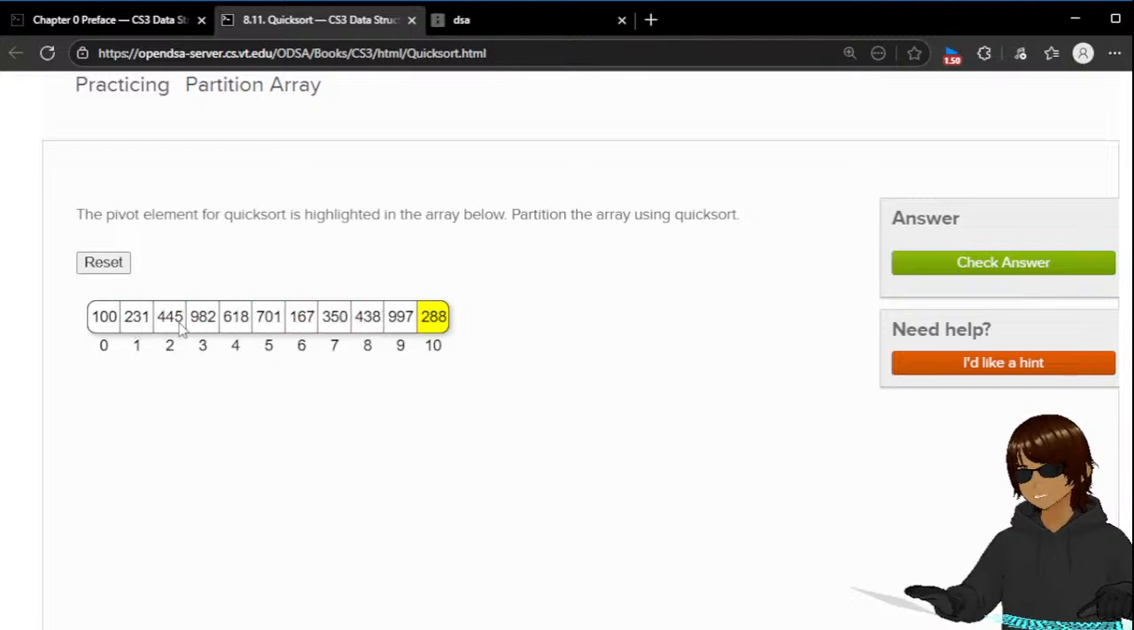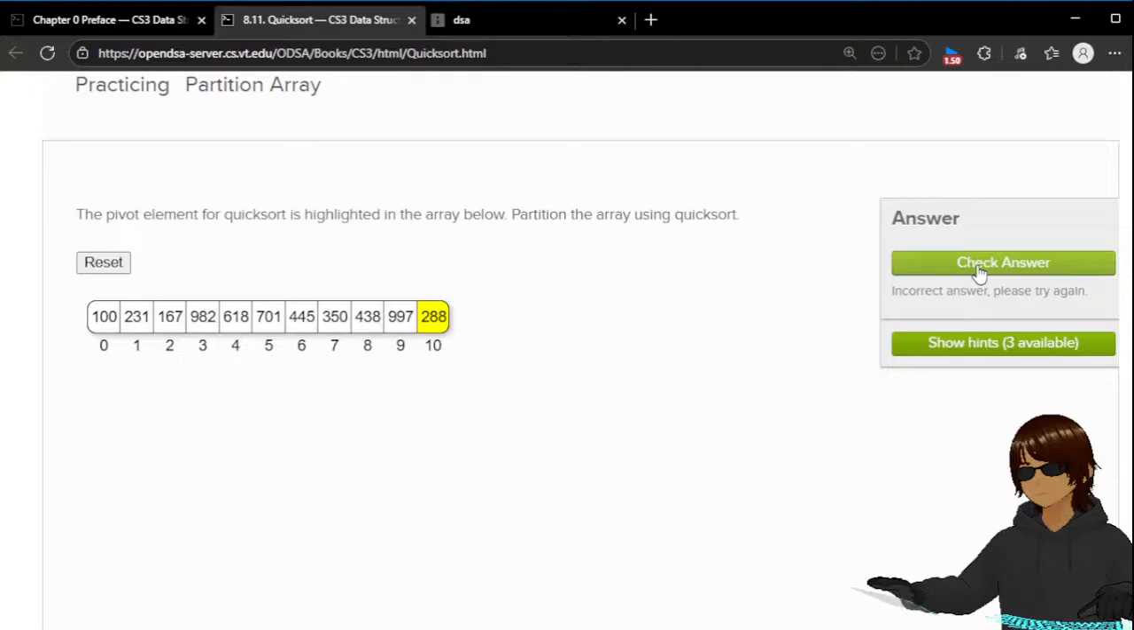Now we go to the next, 445. It's bigger than 288. This shouldn't be on the left side. So we swap it with 350, 167. So 982. This is bigger on the left side. That is an issue. We should swap it with. Oh, there are no more swaps. Are there any more swaps? No, right? 438. 100 is fine. 997 is not fine.